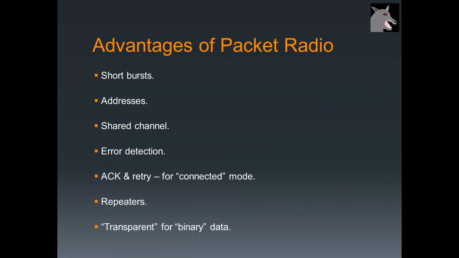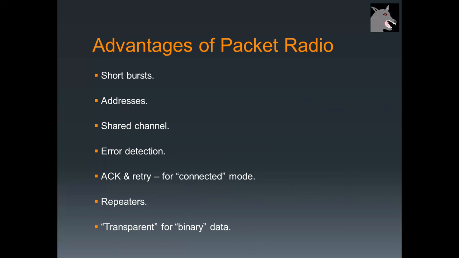So there's many advantages. Rather than having your transmitter on 100% duty cycle, you just send short bursts. Each packet contains information on where it's going to and from. So this allows many people to share the same channel at the same time. There's error detection, so you know if it was corrupted in flight. And the connected mode would do acknowledgments and automatic retries to attempt to get the message through, even if it failed the first few times.